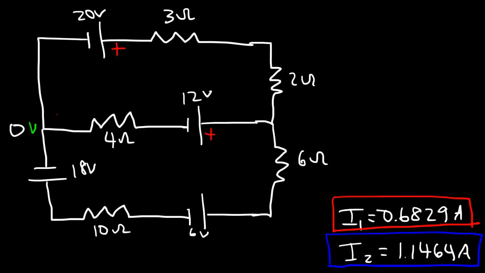So let's call this point A, and this is going to be point B, point C, point D, point E, and then let's make this F, G, and H. Calculate the potential at each of those points.